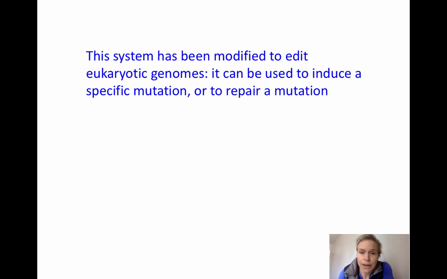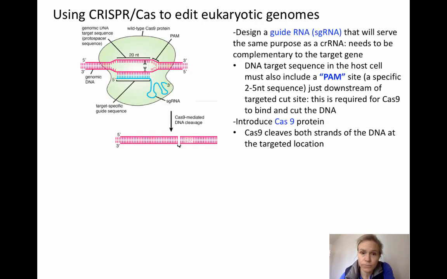But what's really amazing about this system is that scientists have discovered a way to modify this system so that you can use it in a eukaryotic scenario. So now imagine that you have some eukaryotic cells in a dish, like stem cells or any kind of human cells, really. And your goal is now, rather than using the system to target a viral DNA for destruction, we're going to use the system to target a particular region of the eukaryotic genome for a mutation.